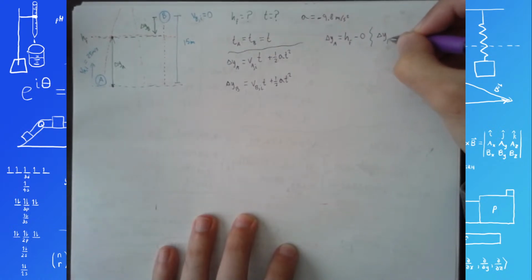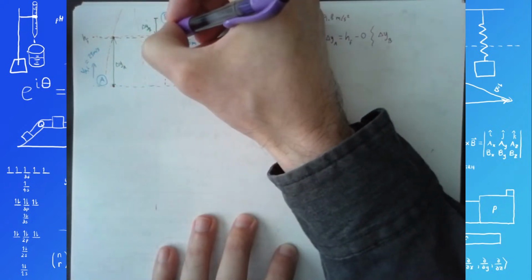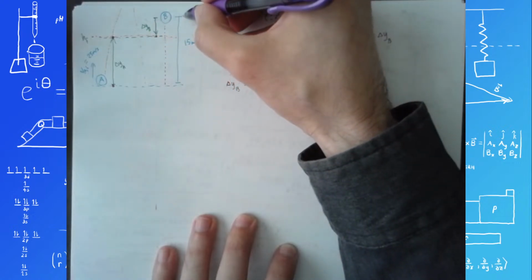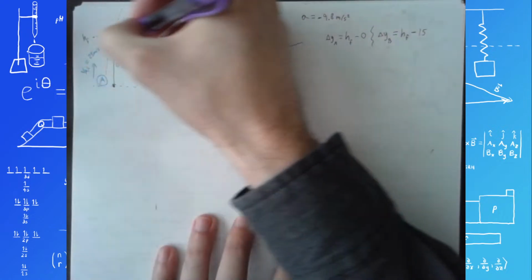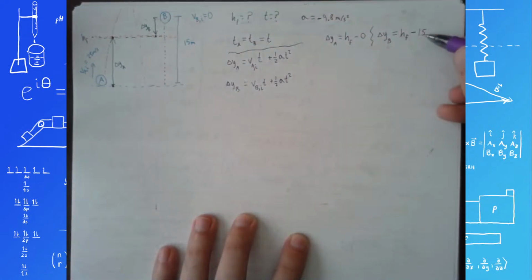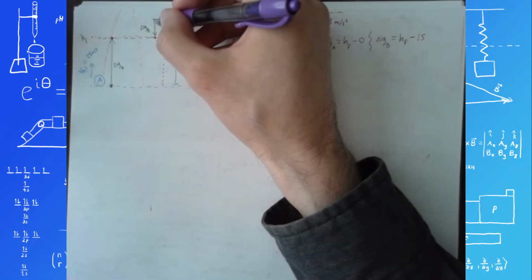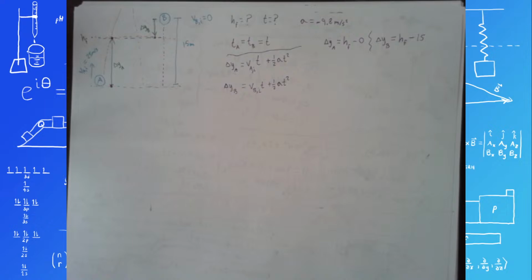Meanwhile, delta YB is going to be the ending position, which is also H final, minus the starting position, which is at a height of 15. Delta YB is going to be whatever H final is minus 15. And since H final is definitely somewhere lower than 15, this is going to be a negative number, which is consistent with my diagram. Delta YB is in the downward direction.